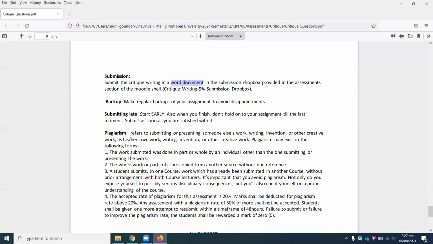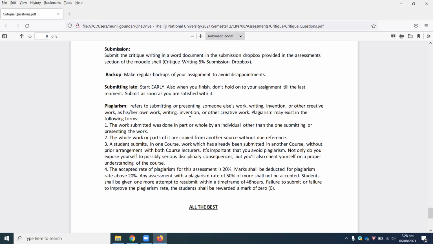Now backup. Make regular backups of your assignment to avoid disappointments. Keep multiple copies, please. Submitting late, start early. Also, when you finish, don't hold on to your assignment till the last moment. Submit as soon as you are satisfied with it. Plagiarism. It refers to submitting or presenting someone else's work, writing, invention, or other creative work as his or her own work, writing, invention, or other creative work.